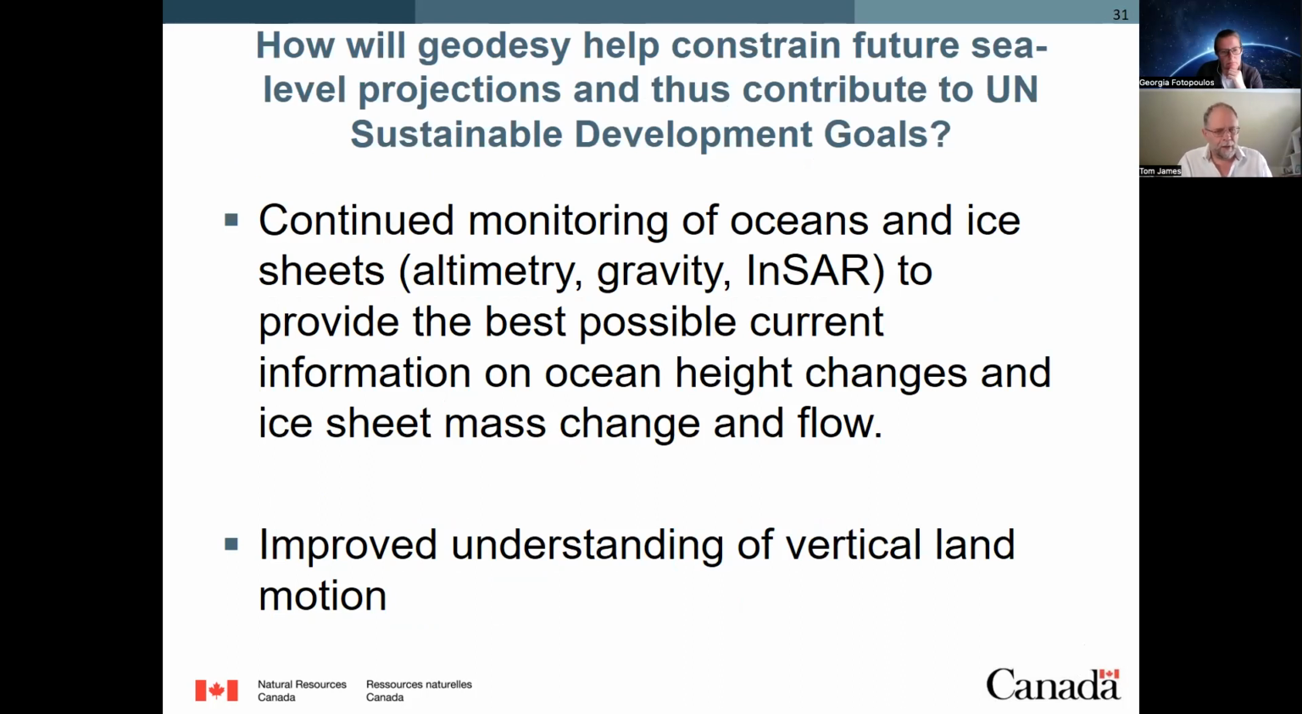I think the broad response given in this first bullet is that geodesy is going to continue to be an enormously important discipline to contribute to the continued monitoring of oceans and ice sheets through a number of methods, altimetry, gravity, InSAR, and others, to provide the best possible current information on ocean height changes and on ice sheet mass change and flow. I should also have included glaciers in this bullet. It's not just ice sheets, it's also glaciers.